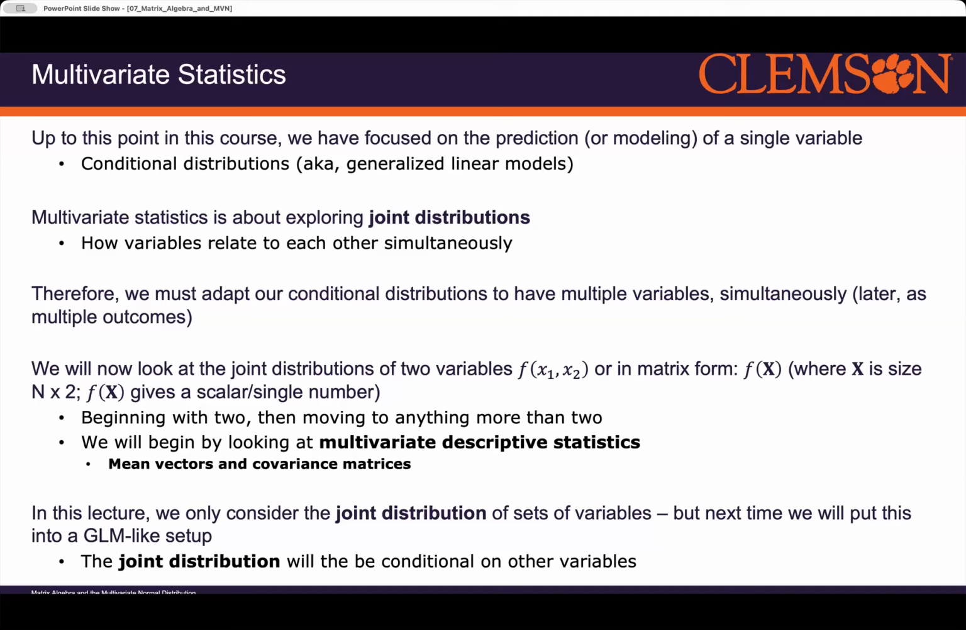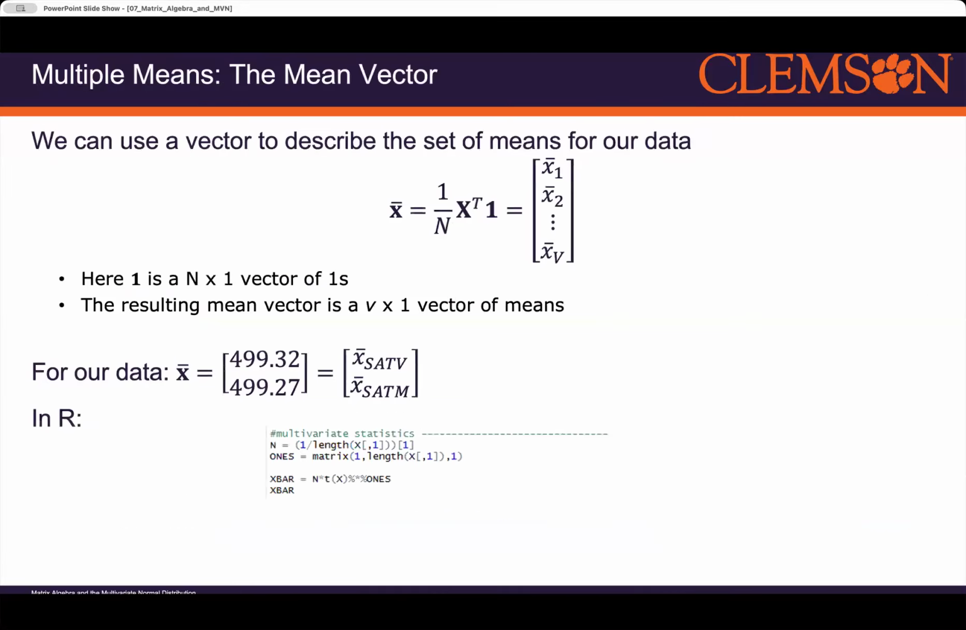So in this lecture, we're only going to consider the joint distributions of sets of variables, but next time we're going to put this into a GLM-like setup where the joint distribution will be conditional on others. Basically, we're predicting more than one variable. So starting here, let's start with the mean vector.